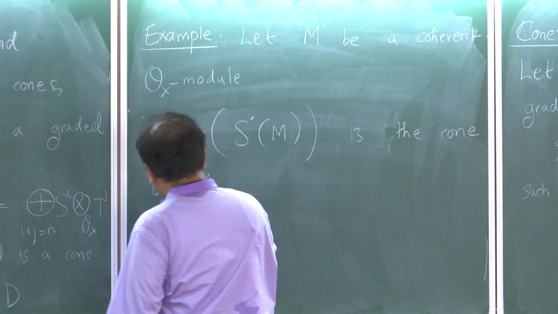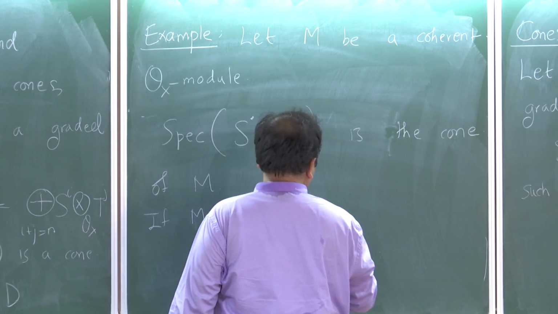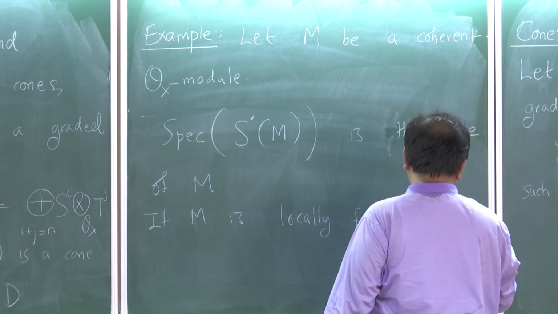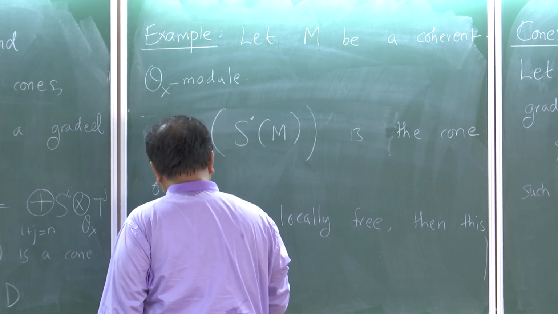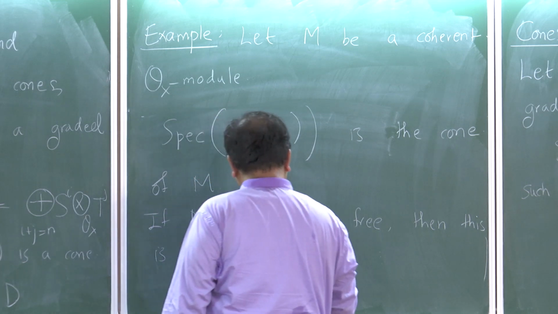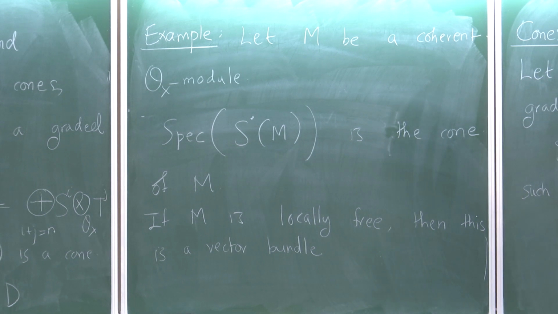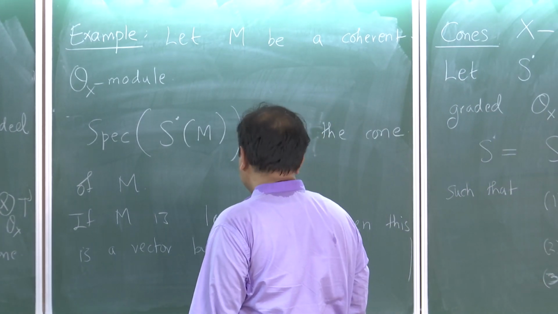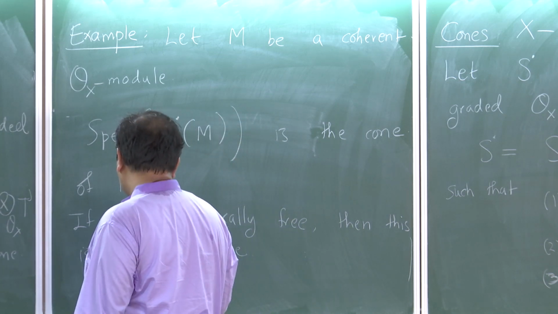And if M is locally free, then this is a vector bundle. So cones are basically generalizing the notion of a vector bundle. This is the vector bundle that's called M blue. These sections are in blue.